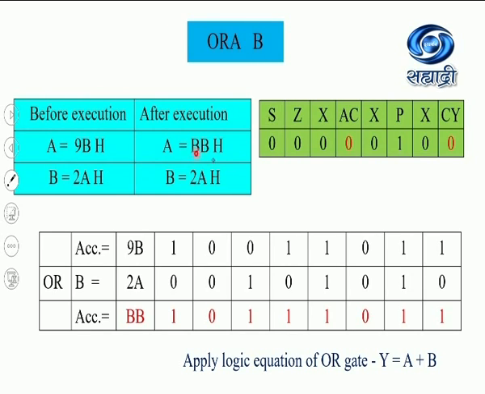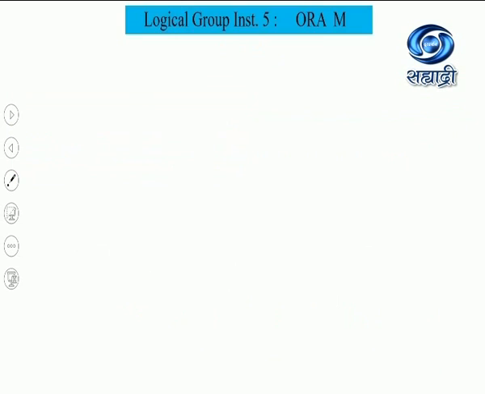By default, BB is a positive non-zero number, hence S is 0, Z is 0. Also, the result contains even number of ones. There are 6 ones, hence parity flag is set.